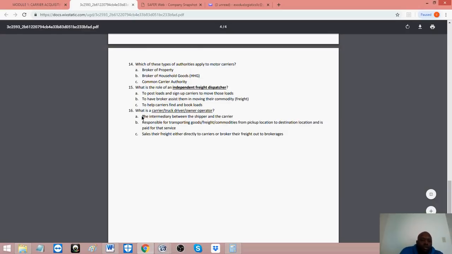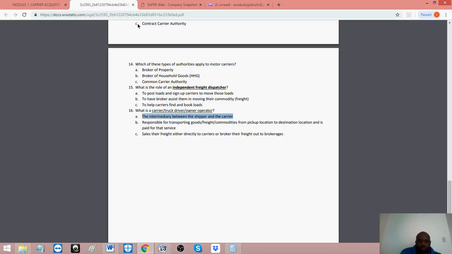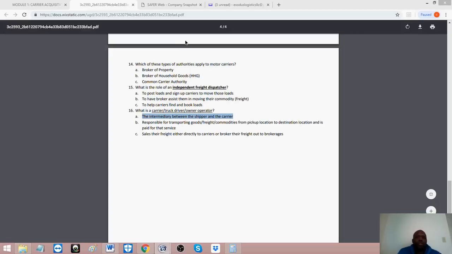So as a sidebar, what is A? Who is the intermediary between the shipper and the carrier? Who's the middleman between the shipper and the carrier? The broker. That is correct. It's not the dispatcher, Marie. The dispatcher will be the middleman between the carrier and the broker. The broker will be the middleman between the shipper, who's their customer, and the carrier. Okay, just FYI.